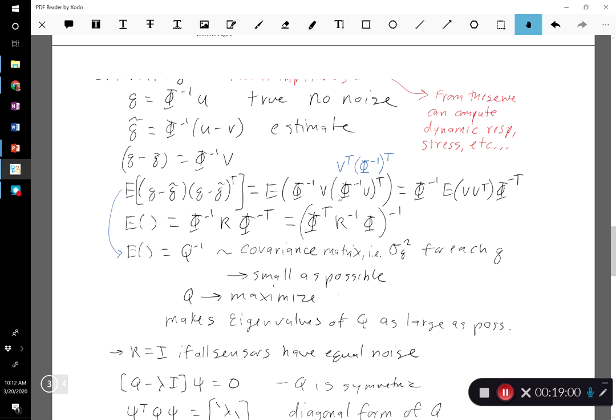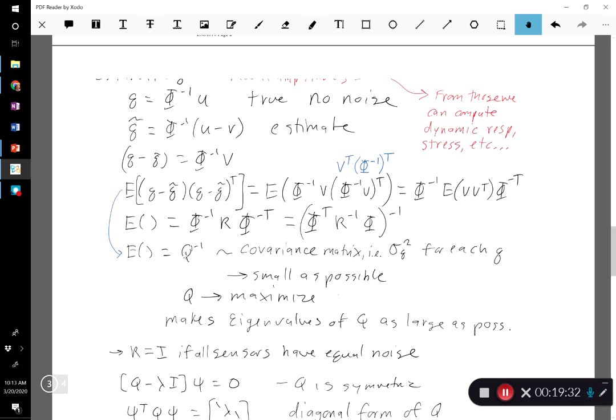So you can see the math steps here. We plug in here phi inverse V, and then we have phi inverse V transpose, and then using this rule of the transpose, we flip the order and transpose both terms. Anyway, this Q ends up depending on the noise in the sensors, but also on the mode shape matrix and its inverse. It has to be invertible.